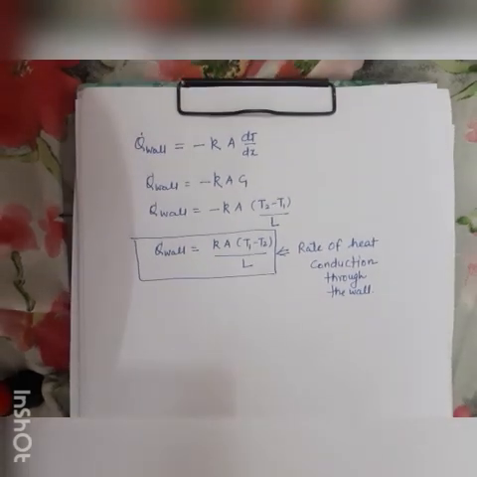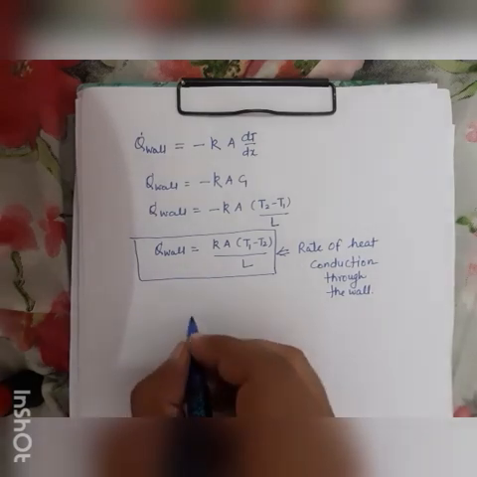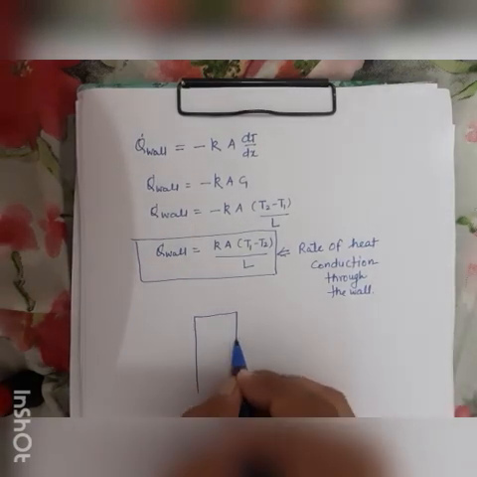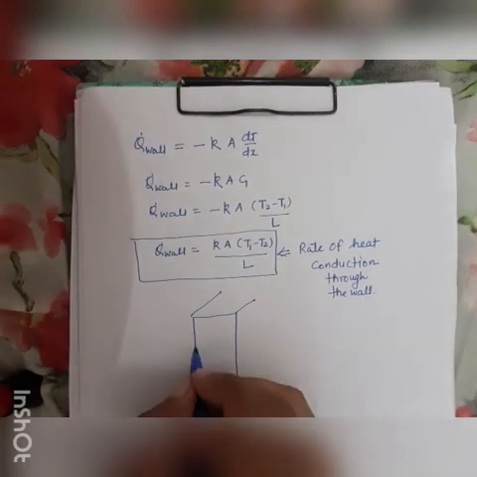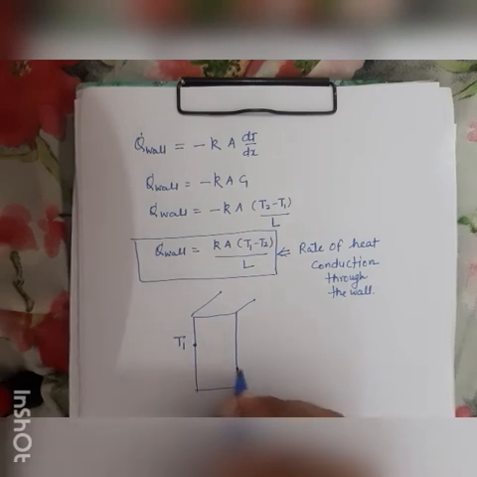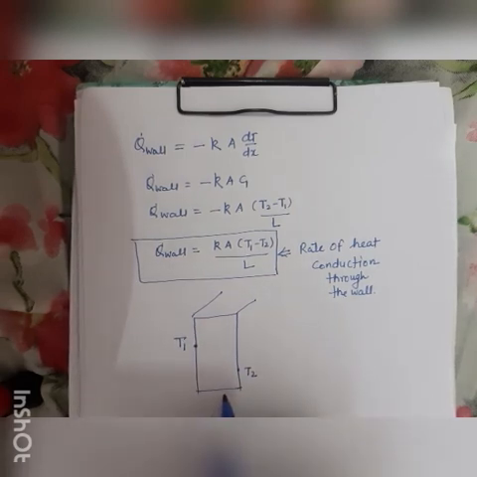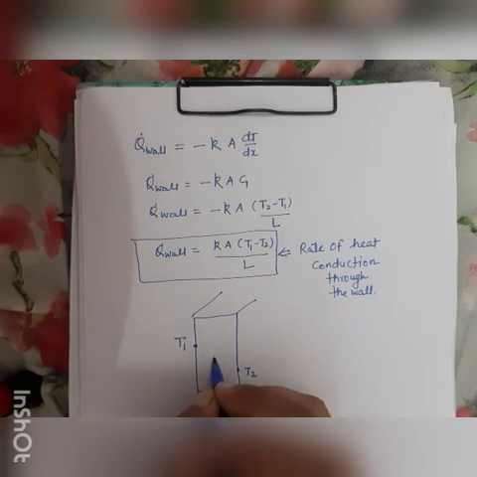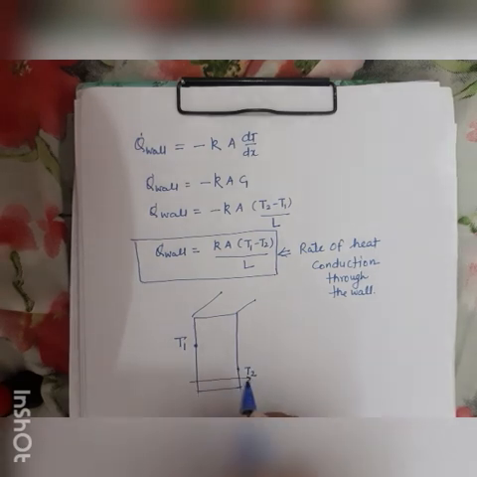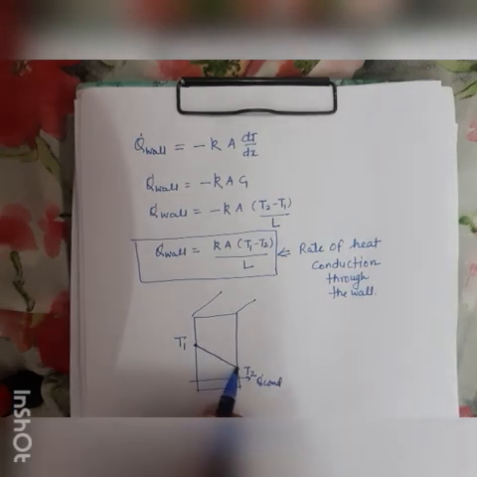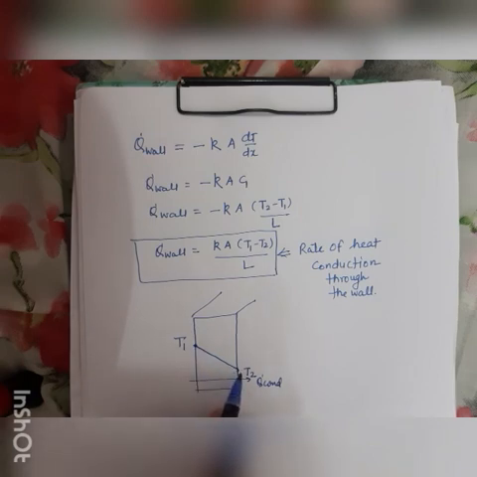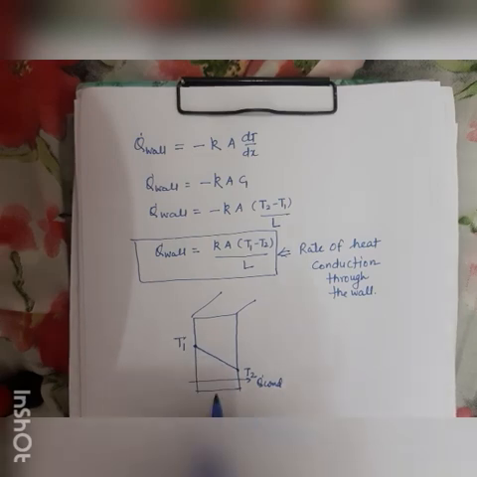So what we did in this lecture, I am repeating lastly: we considered a slab or wall. This face was at temperature T1, this face was at temperature T2. We made certain assumptions: there is no heat generation, and there is steady state heat conduction. The direction of heat conduction would be from high temperature to low temperature, and the temperature distribution came out to be linear. That means temperature would be a linear function of x.